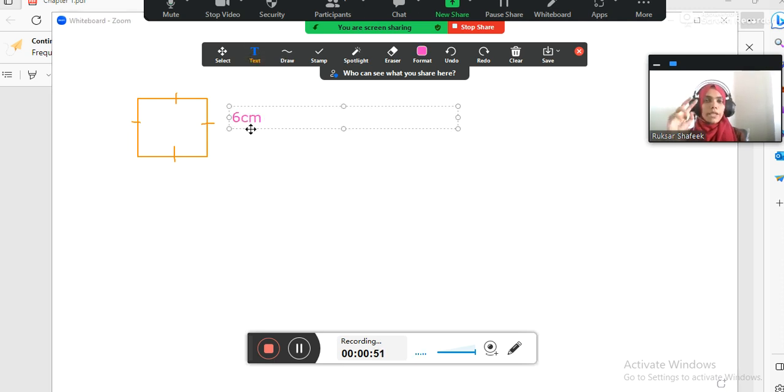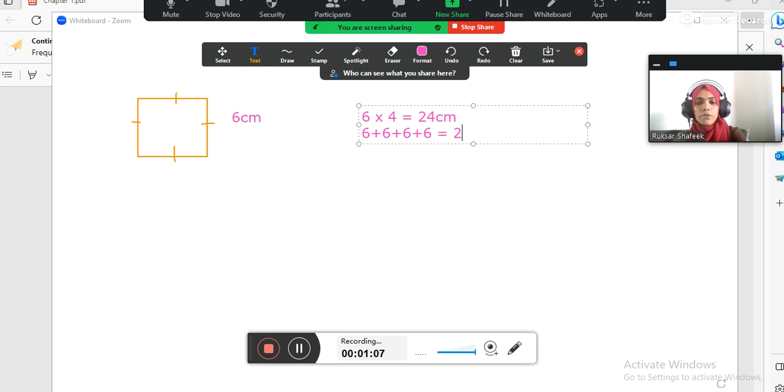You have two ways that you can find the answer to this. Either you multiply 6 by 4 because there are 4 sides, so that will give you 24 centimeters, or you can add 6 four times, which means 6 plus 6 plus 6 plus 6, which also gives you the answer 24 centimeters. Remember, we need to put the units as centimeters, or meters, just that one unit, no squared, nothing, when we talk about the perimeter.